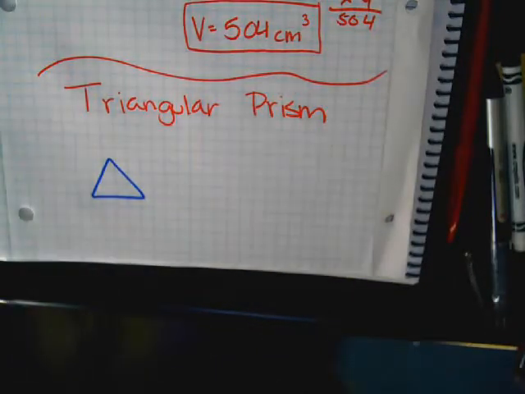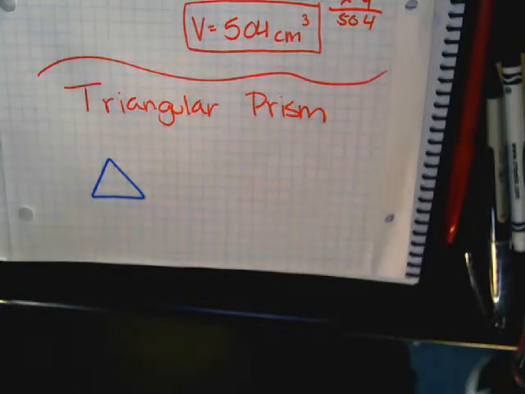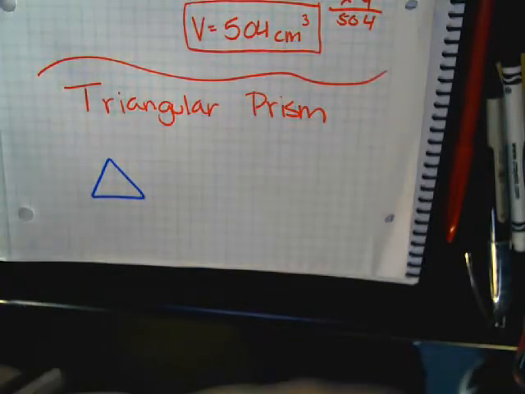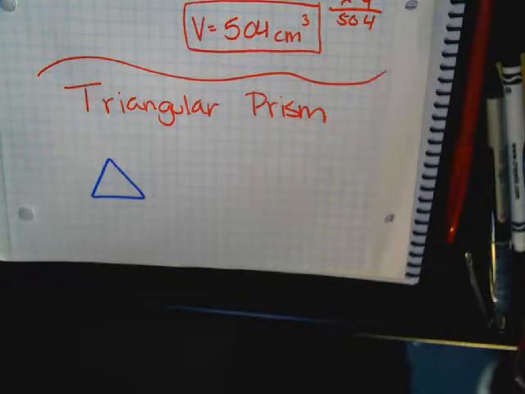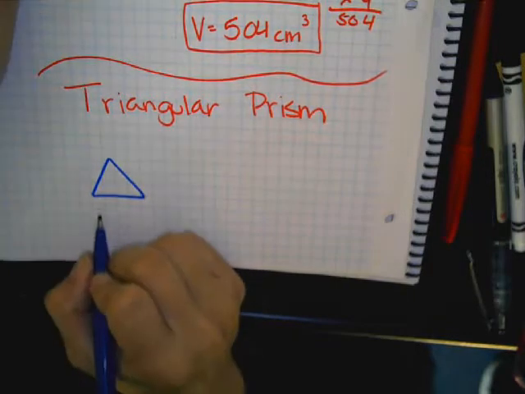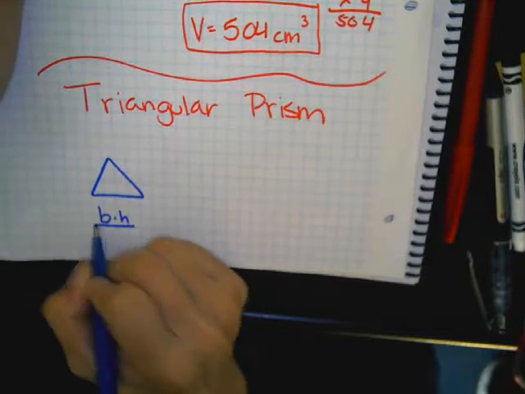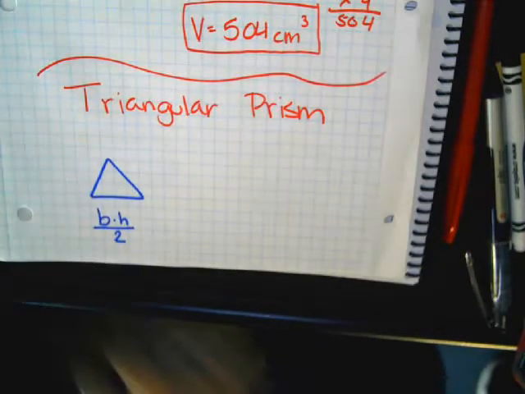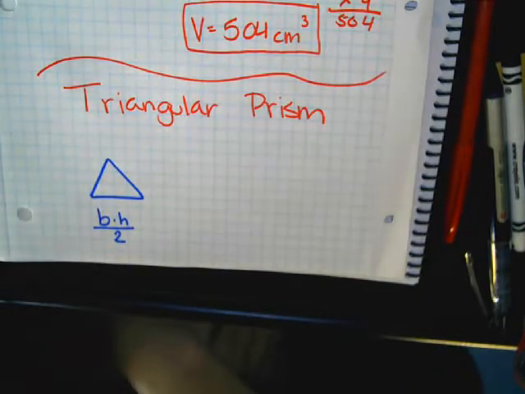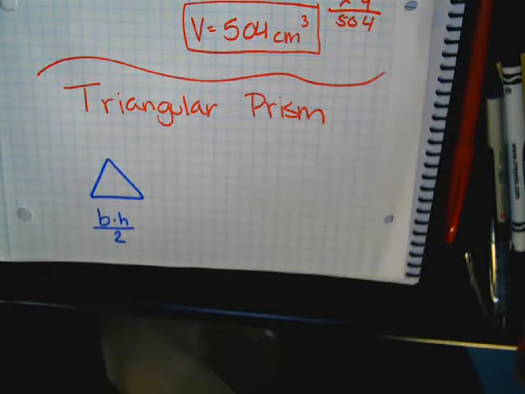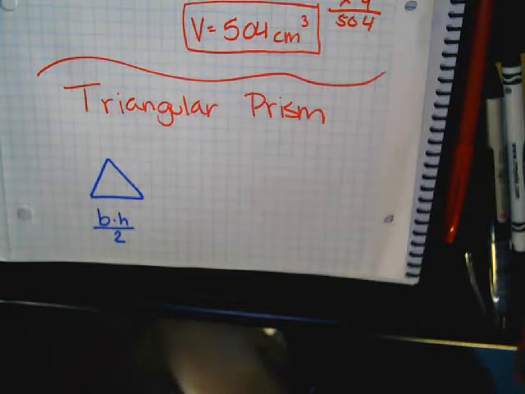Multiply what? How do I find the area of a triangle? Nice. Base times height divided by 2. So, if I'm asking you to find the area of a triangle, you would do base times height divided by 2. What we learned last week. But today, we're going to make this 3D.